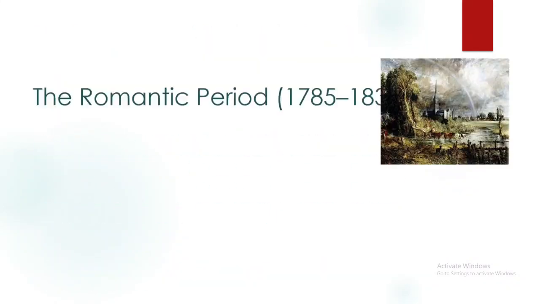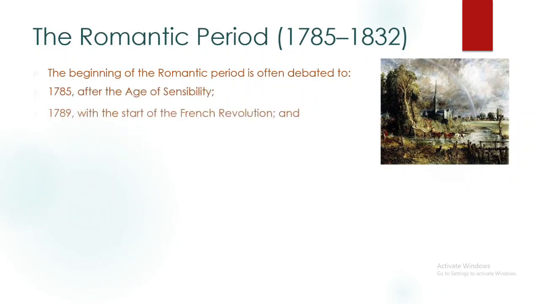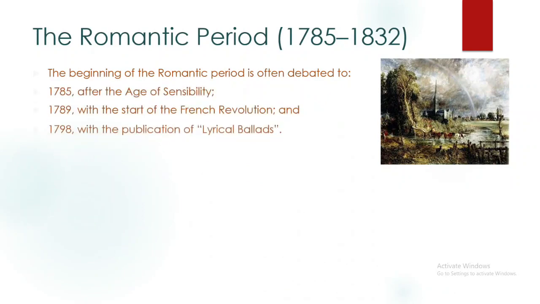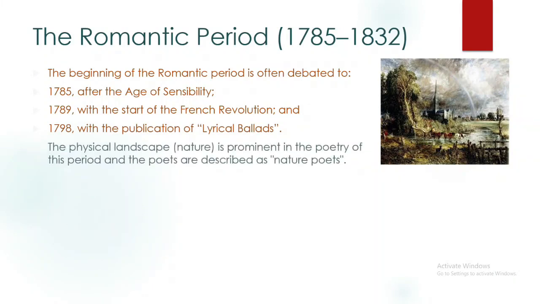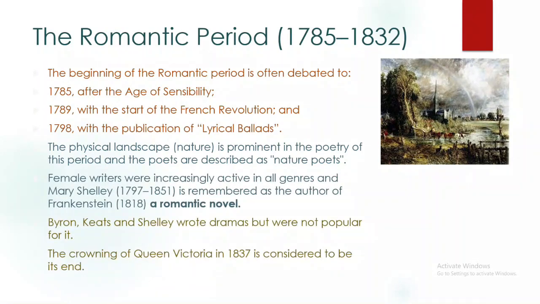The Romantic period, the beginning of which is often debated to be 1785 after the Age of Sensibility, 1789 with the start of the French Revolution, and 1798 with the publication of Lyrical Ballads. The age produced nature poets along with female poets. The age came to an end with the coronation of Queen Victoria.